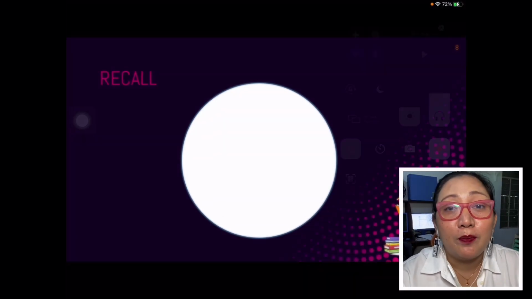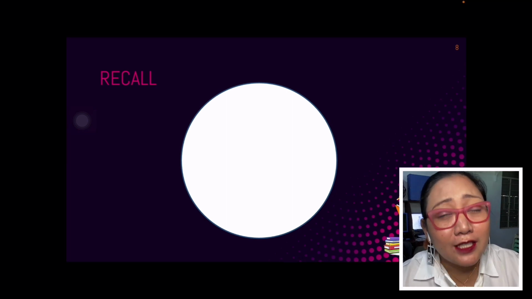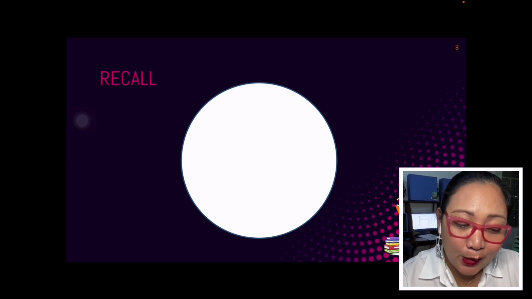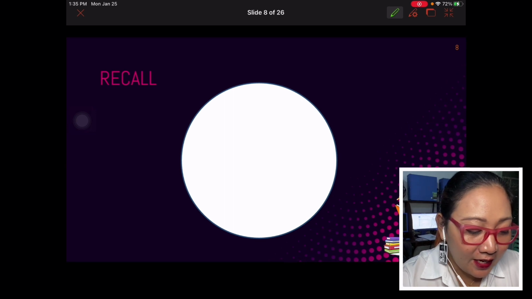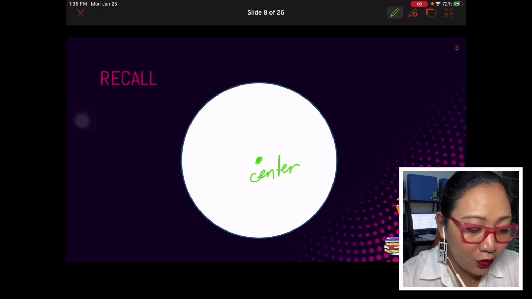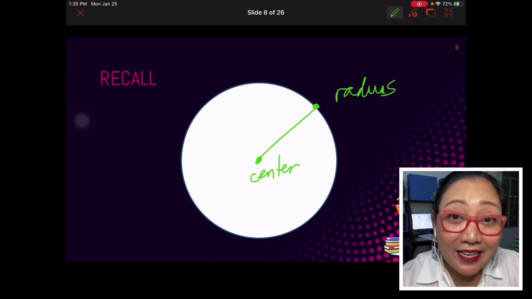Okay, so bago tayo magpunta sa ating bagong lesson, magre-review po muna tayo kung ano yung inaral natin dun sa previous lesson natin, which is Introduction on Chords, Arcs, Central Angles, at saka Inscribed Angles. Okay? So, meron po tayo ditong circle sa ating screen. So, para matandaan natin, ang ating circle ay mayroon po tayong dot sa kanyang gitna or center. Okay? And then, any segment that is drawn from the center to any point of your circle is what you call your radius. Kapag maramihan, radii.